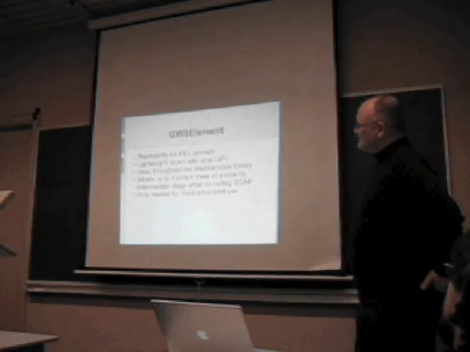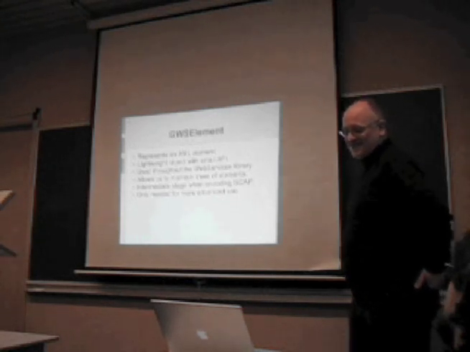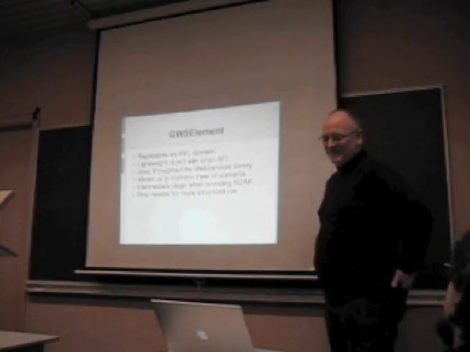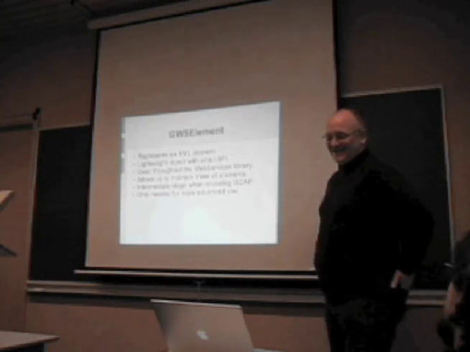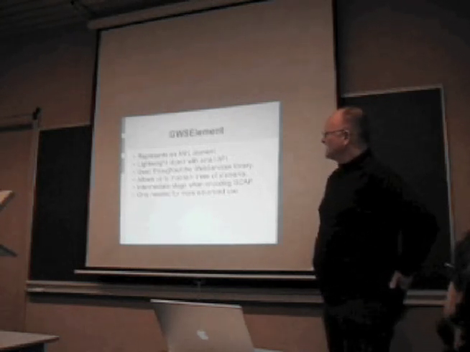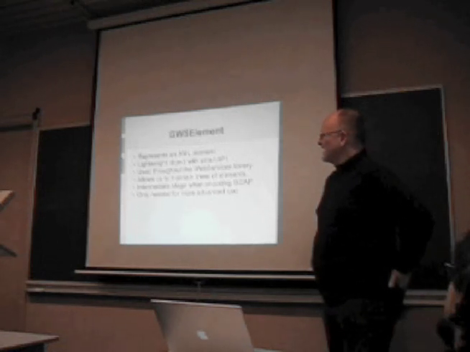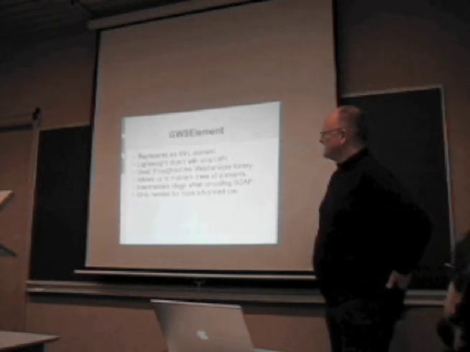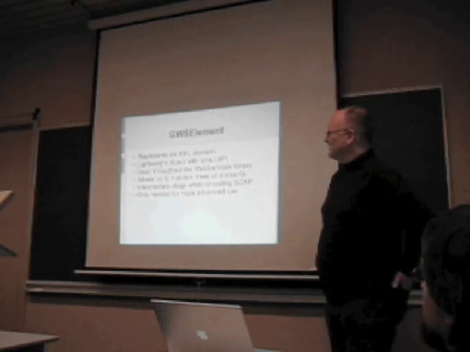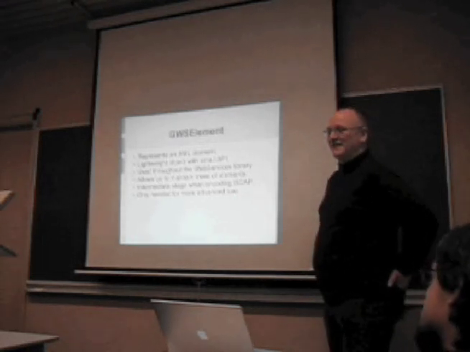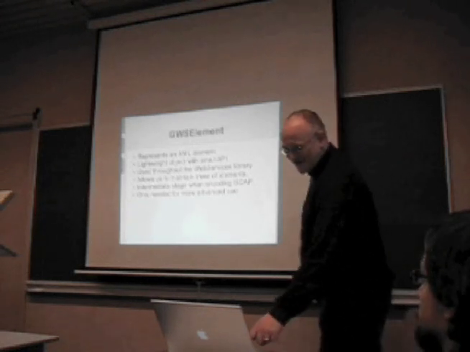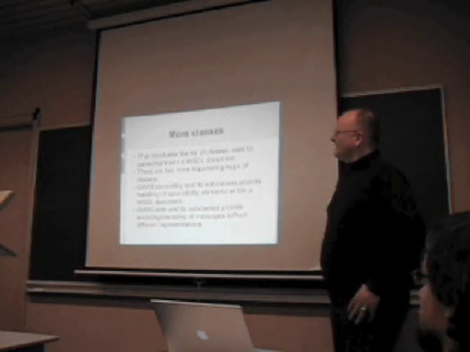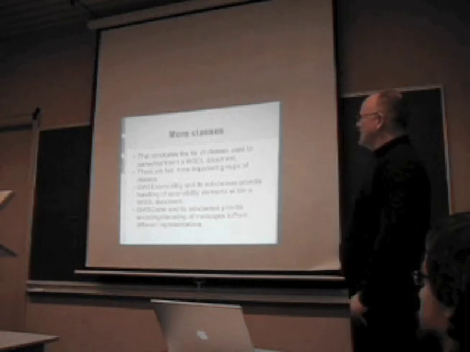GWS element, another lightweight class, a small API, represents an XML element but omits anything that you don't actually need for supporting web services. It's used throughout the library and lets us parse trees and unparse trees to serialize and deserialize information. It's an intermediate stage when we're encoding SOAP requests. Generally, you probably don't need to touch it. That's the list of the main classes.